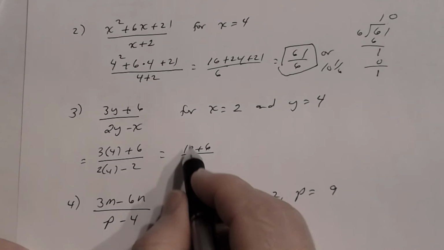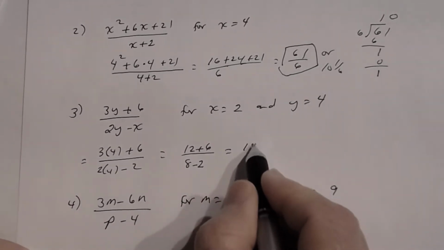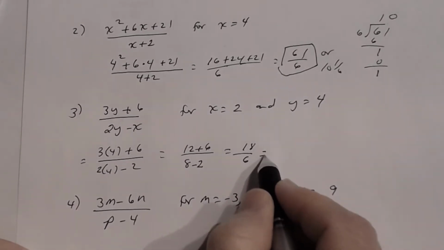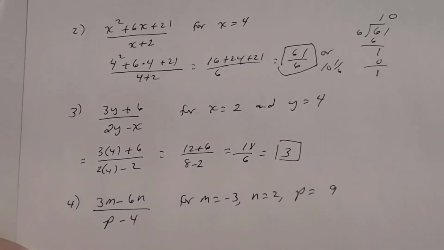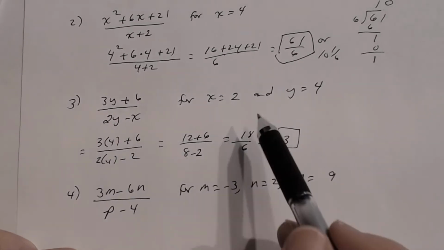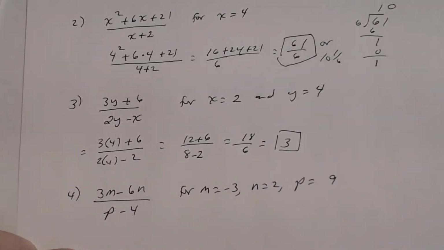Now let's go back to the numerator. In the numerator, 12 plus 6 becomes 18, and then 8 minus 2 becomes 6, and I can simplify this. 18 divided by 6 is 3. So there's your answer. So when I evaluate this expression for those two values for those variables, I get 3.